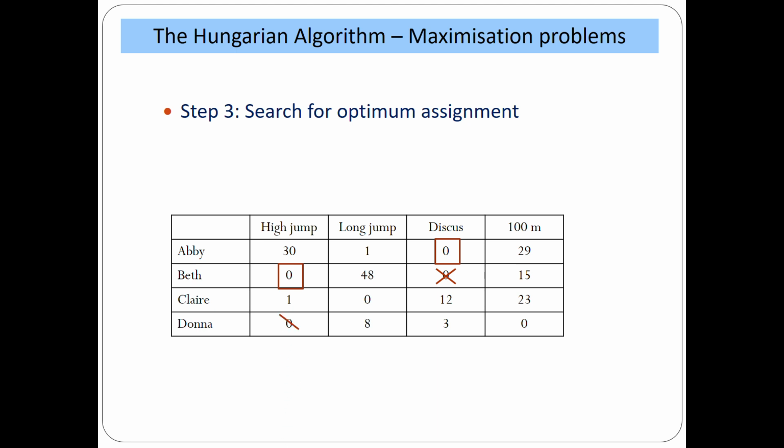Sorry, before that, in the corresponding column we have to look for any other zeros. So we have a 0 here, so we have to cross it out. Then in the third row we have a single 0. We can just make the assignment.